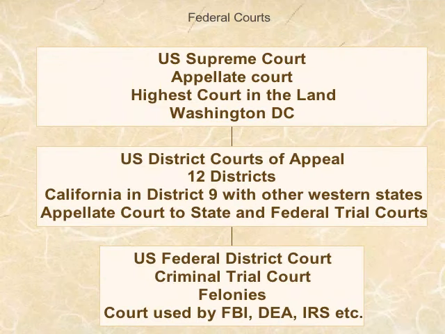Okay, now looking at federal courts, bottom of the totem pole, U.S. Federal District Court. This is equivalent to the Superior Court in the state level, but this is the dual court system part. This is the federal District Court, which is their criminal trial court for felonies. This is a court that's used by the FBI, DEA, IRS, all these other federal agencies. If you get convicted of a crime and you feel that, again, there's evidence that was allowed in illegally, you would appeal it to the U.S. District Court of Appeals. There's 12 districts, and again, we're in District 9.